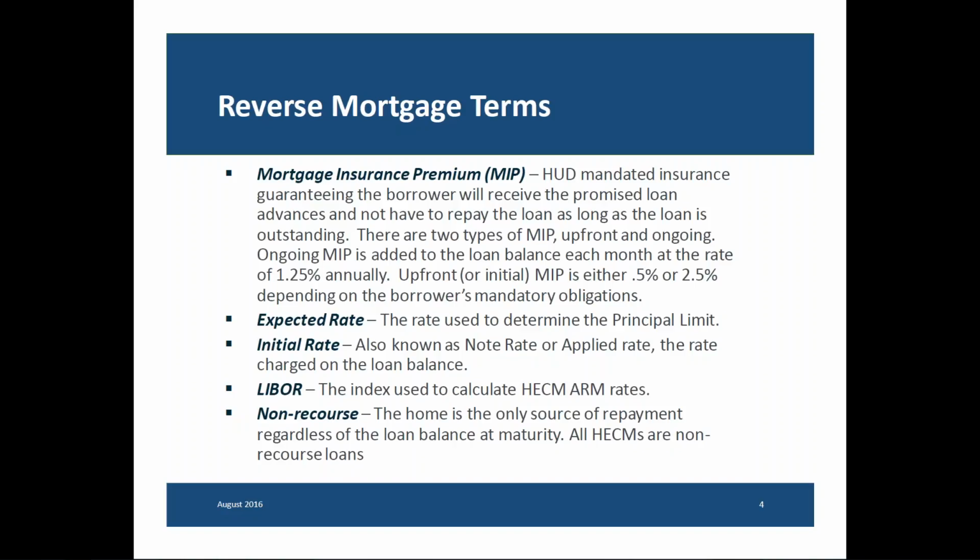Non-recourse, this is important because this is a great selling feature. Non-recourse, the home is the only source of repayment regardless of the loan balance at maturity, and all HECMs are non-recourse loans. So really, no matter what happens to their property value, if it declines or doesn't increase as expected, even if the loan is higher than the home value, the home is the only source of repayment. The borrowers don't have to worry about themselves or their heirs ever having any deficiency judgment placed against them.